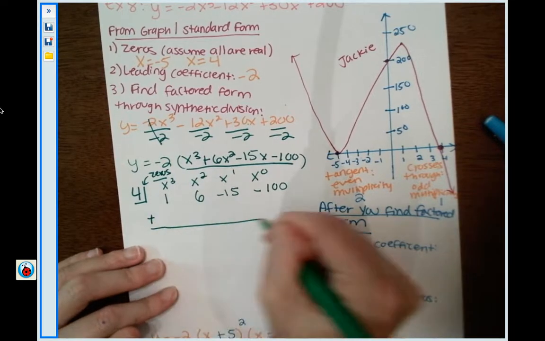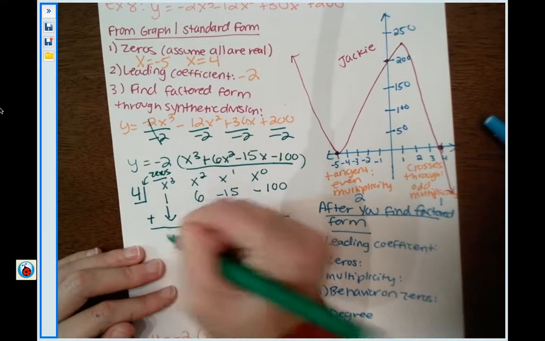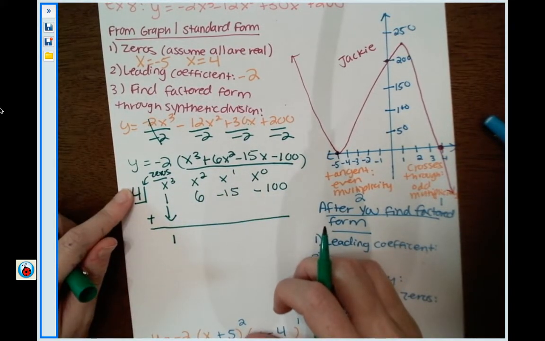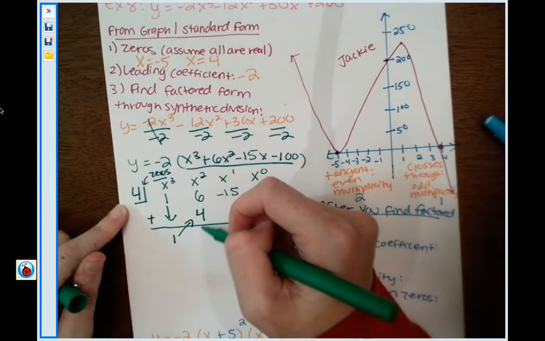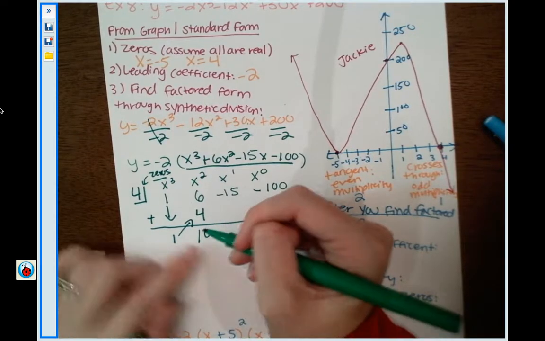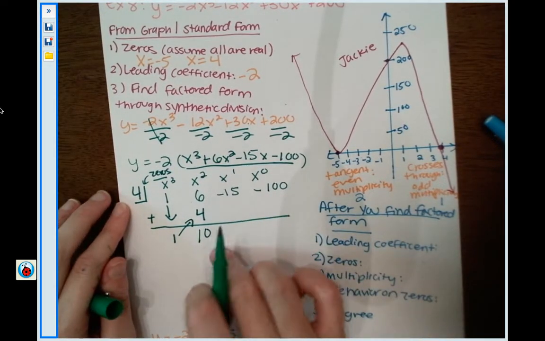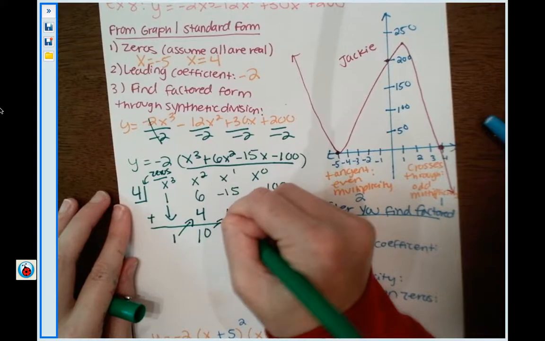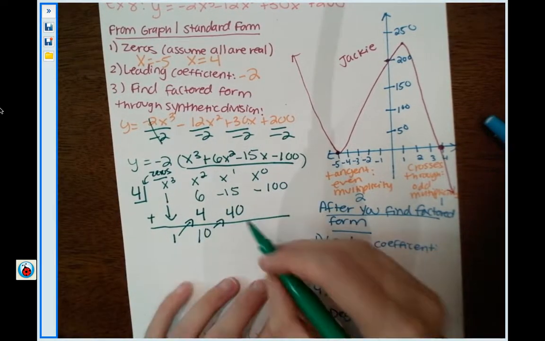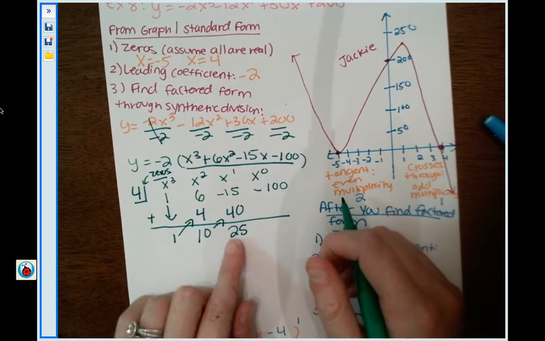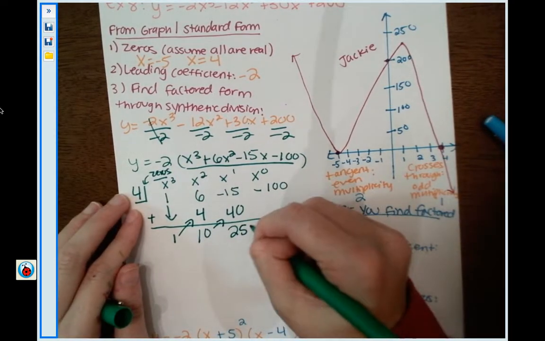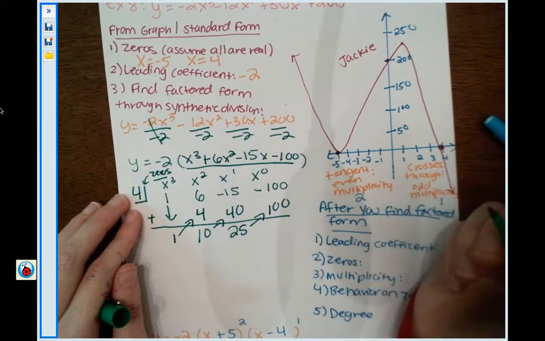Alright guys, let's do this thing. Alright, I'm going to bring down my 1. I'm going to multiply my 1 to the boxy. 1 times 4 is 4. I'm going to slide it on over. 6 plus 4 is 10. I'm going to multiply this to my boxy. 10 times 4 is 40. I'm going to subtract. So 40 minus 15 will give me a 25. 25 times 4 is 100. Holy hot dog, you guys.